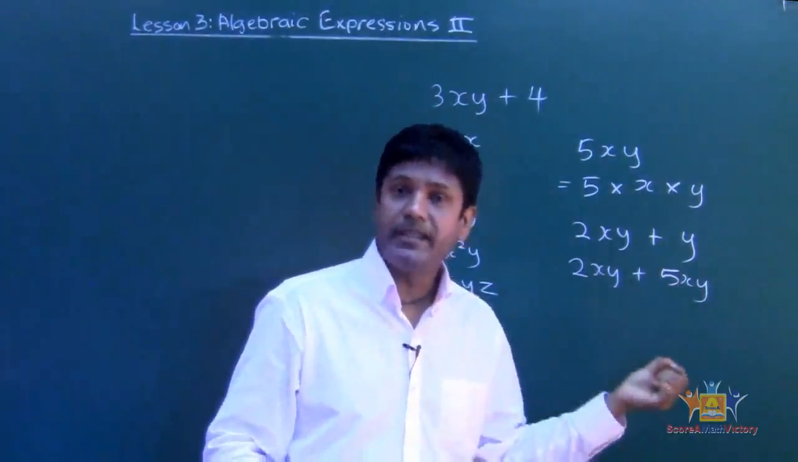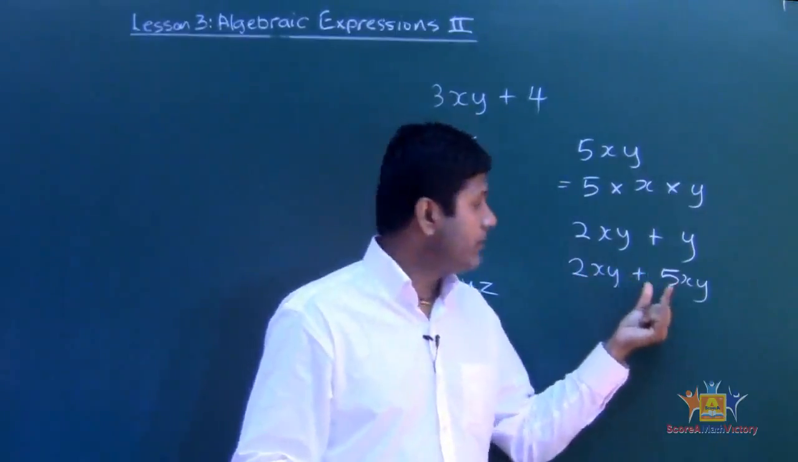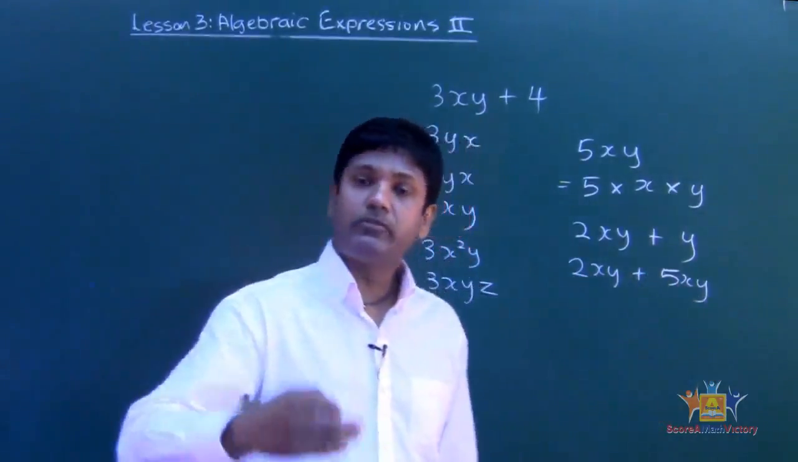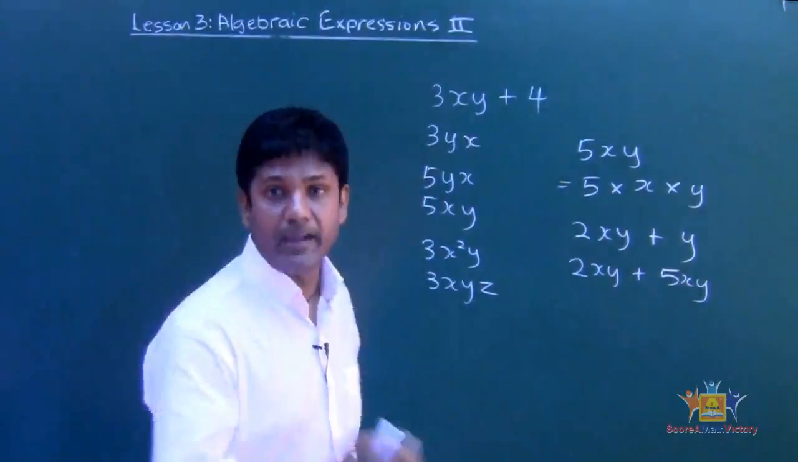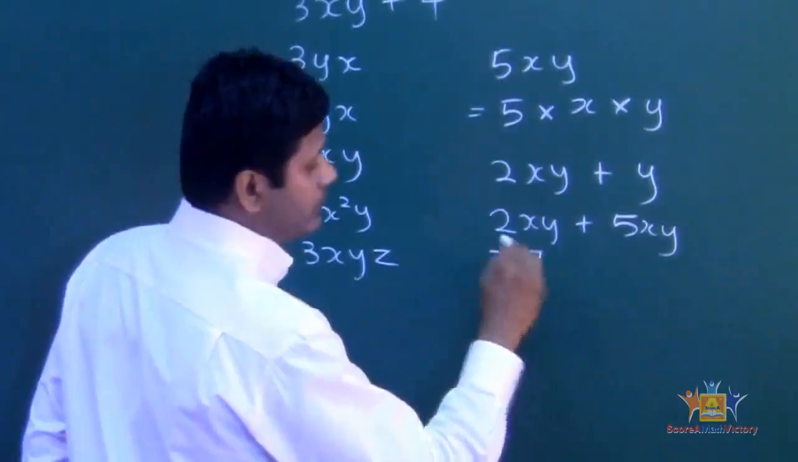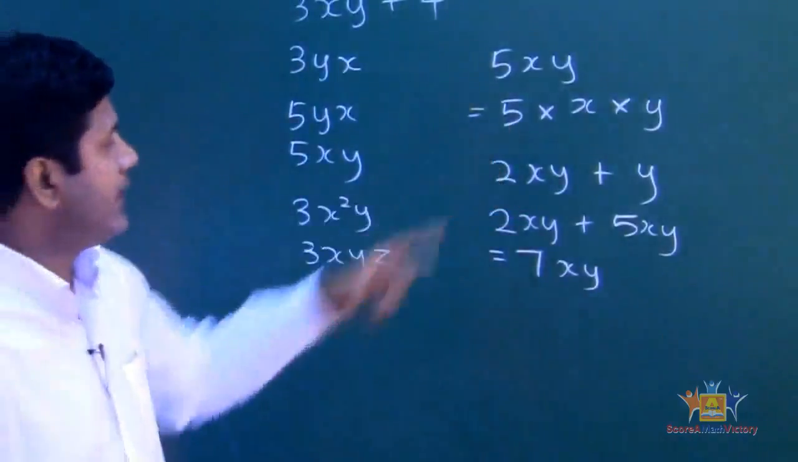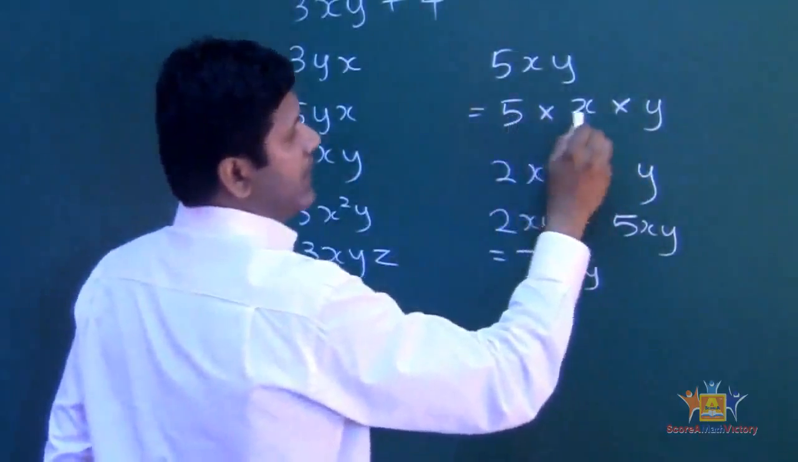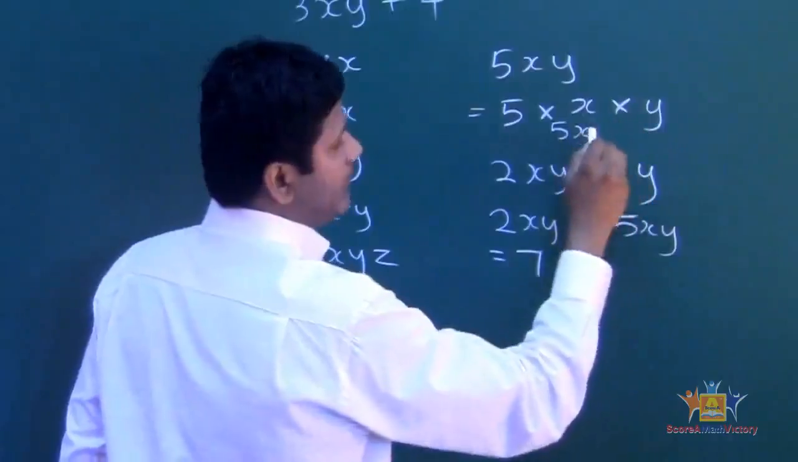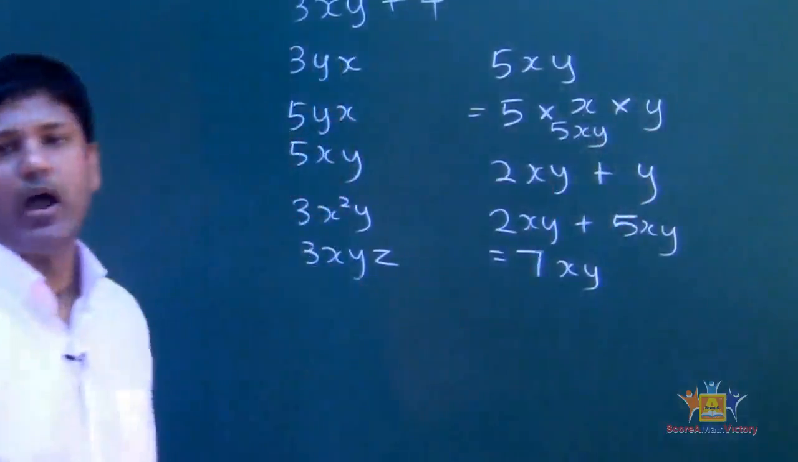That means I can combine them. It means like 2 apples plus 5 apples. 2 apples plus 5 apples is 7 apples. So see that? So you must write down 7xy. Very important, okay? Like in this case, you're multiplying. 5 times x is 5x, and then multiplying with y, 5xy.